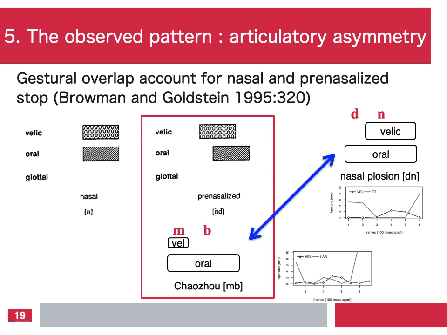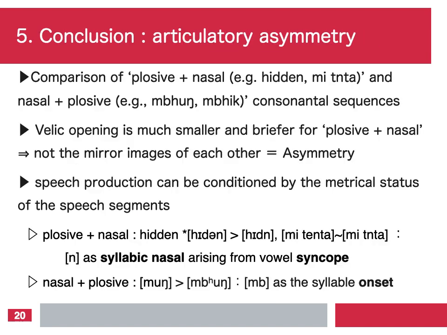But the result we observed in our study is that velum opening is much larger for the nasal plosion case and much smaller and briefer for the prenasalized stop case. To sum up, we made comparison of plosive plus nasal and nasal plus plosive consonantal sequences. The result shows that the velum opening is much smaller and briefer for plosive plus nasal sequences. So they are not the mirror images of each other. So we found articulatory asymmetry.